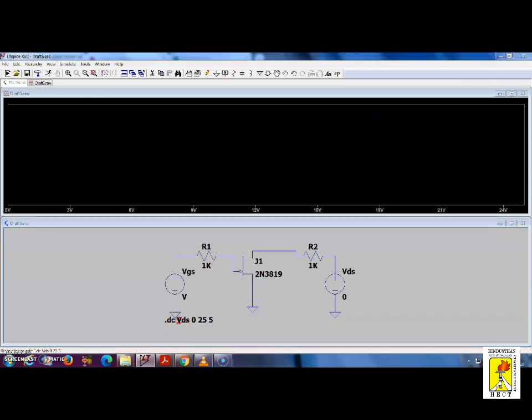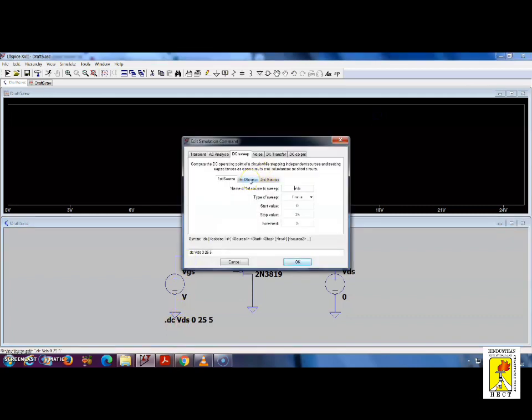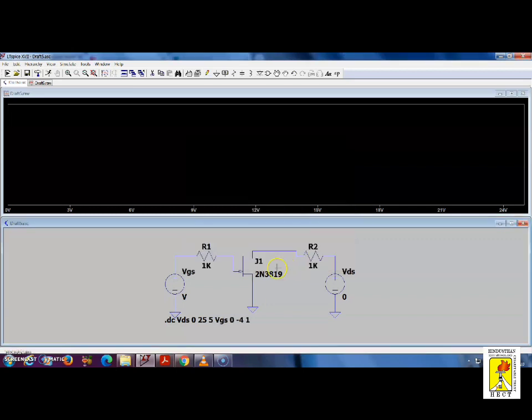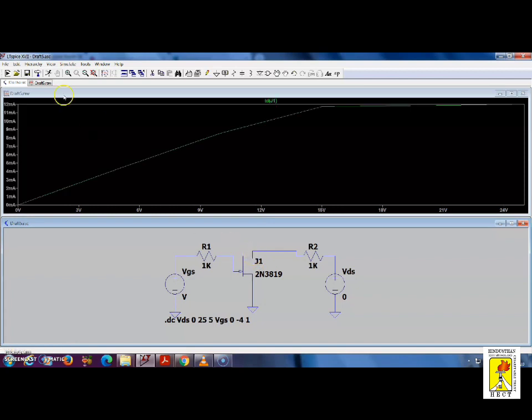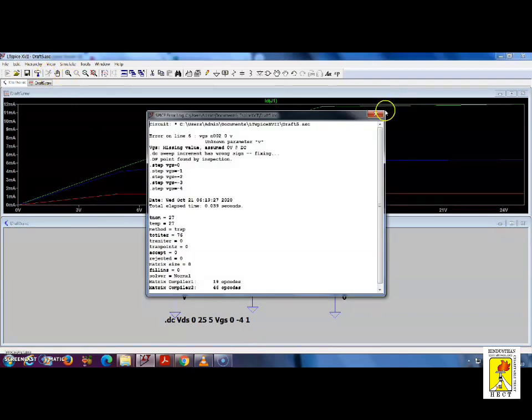So again I have to sweep, so click here. I want to sweep the second source. The second source I'm going to keep as the VGS constant values. First I'm going to measure for the condition 0 volt, and then measure up to maybe minus 4 volts in increments of minus 1 volt. What I have to measure is the ID, that is the drain current value. So fix the clamp over the drain current and give run.